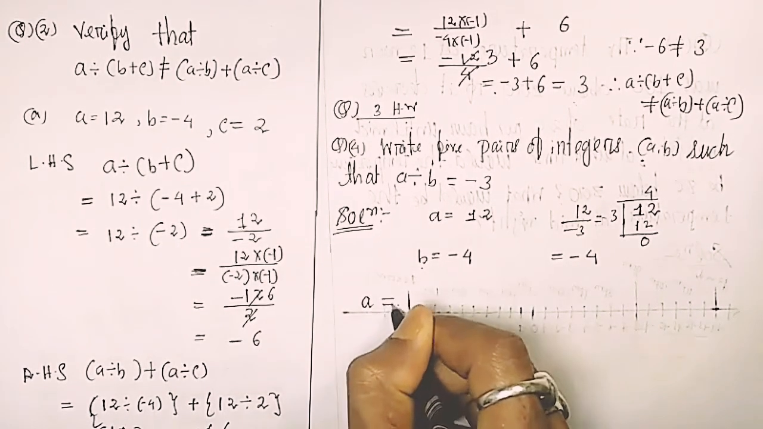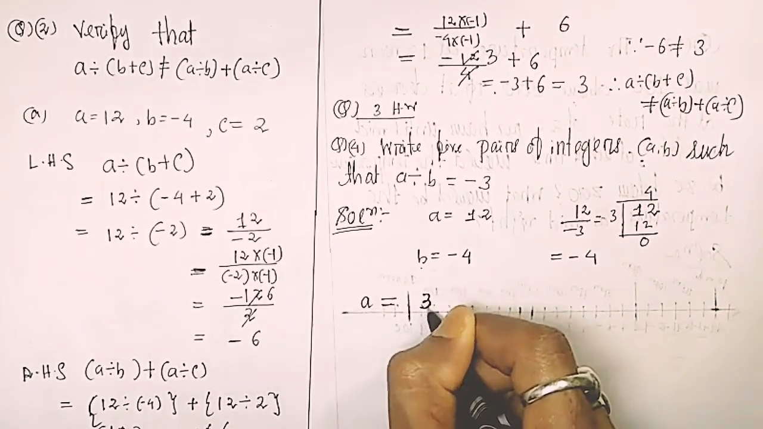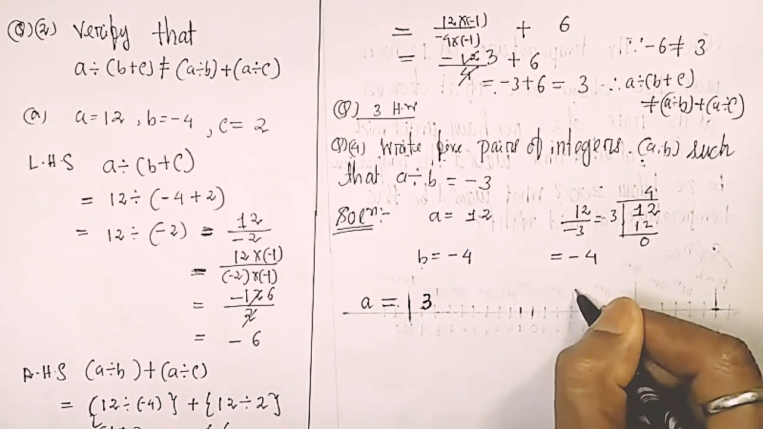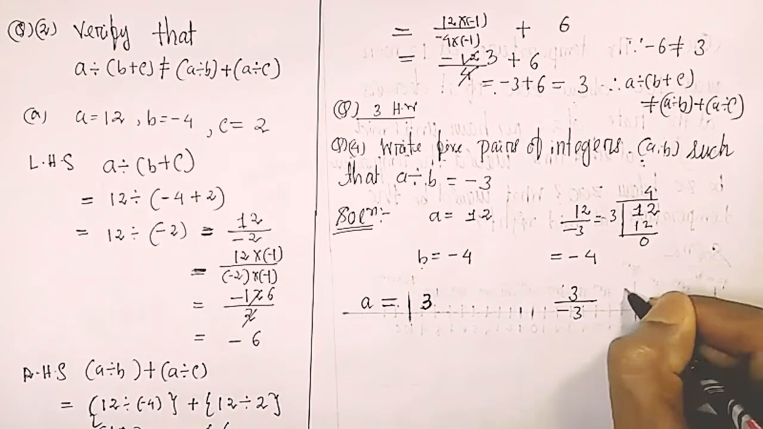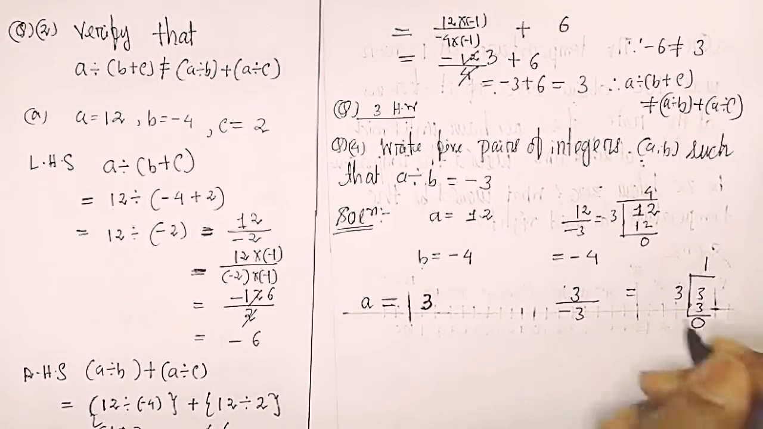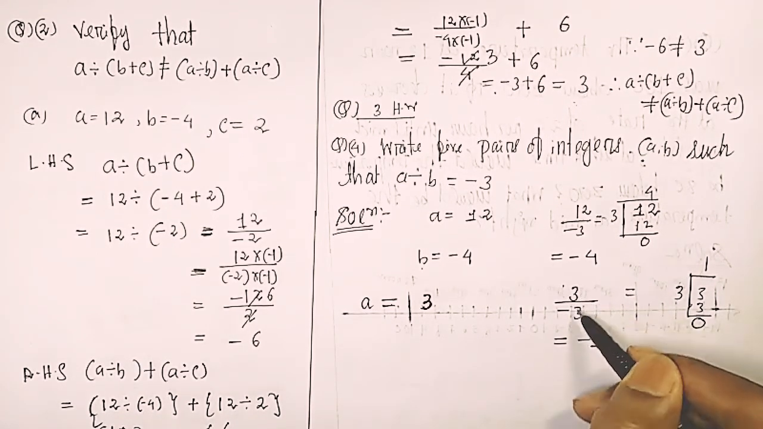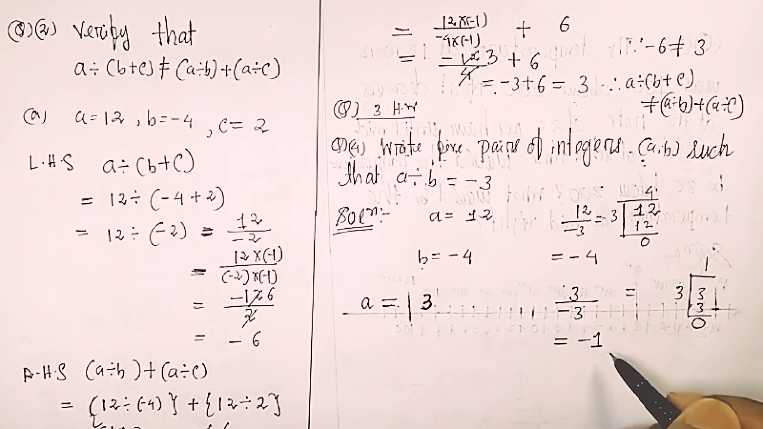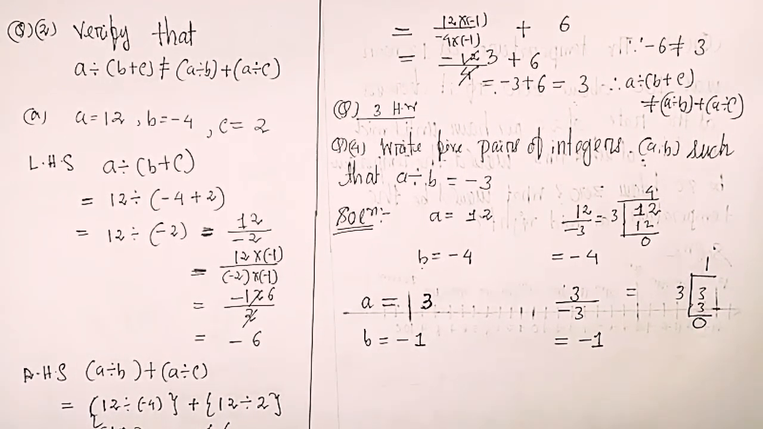Similarly, suppose A equals 3, because 3 is divisible by minus 3. Now we should divide 3 by minus 3. So 3 ones are 3, remainder is 0. So it's minus 1. We have already learned how to divide this type of number. So when you divide 3 by minus 3, we get minus 1. So A is 3, so B should be minus 1.